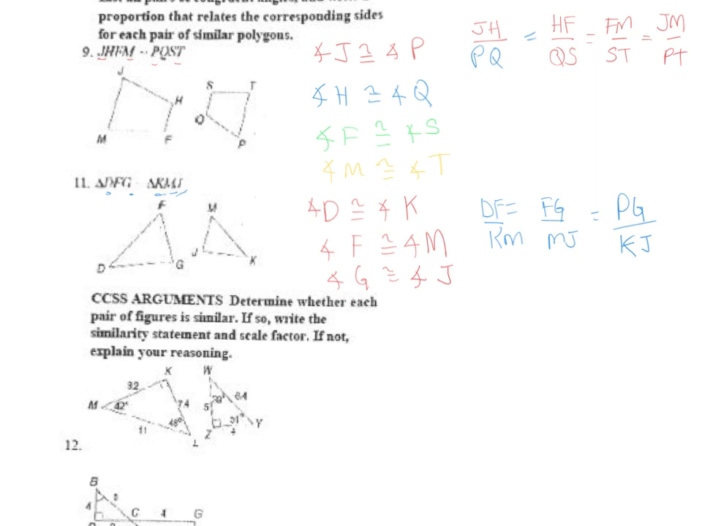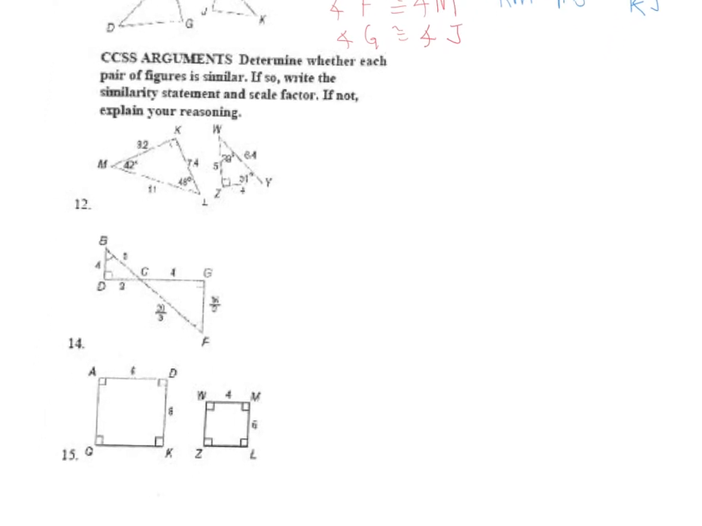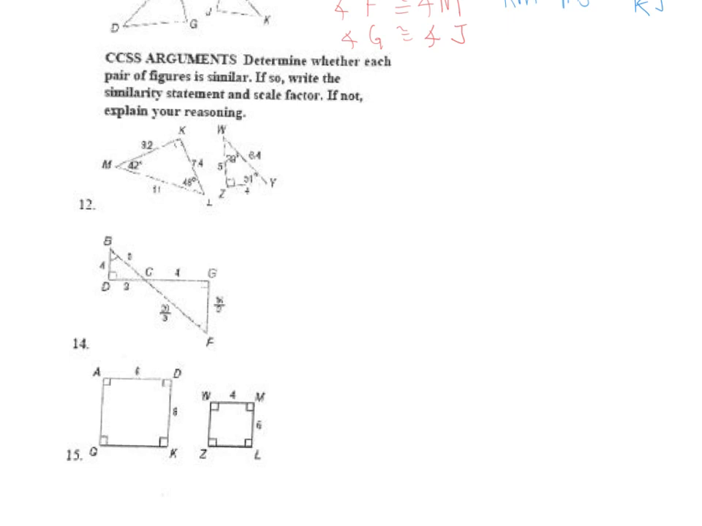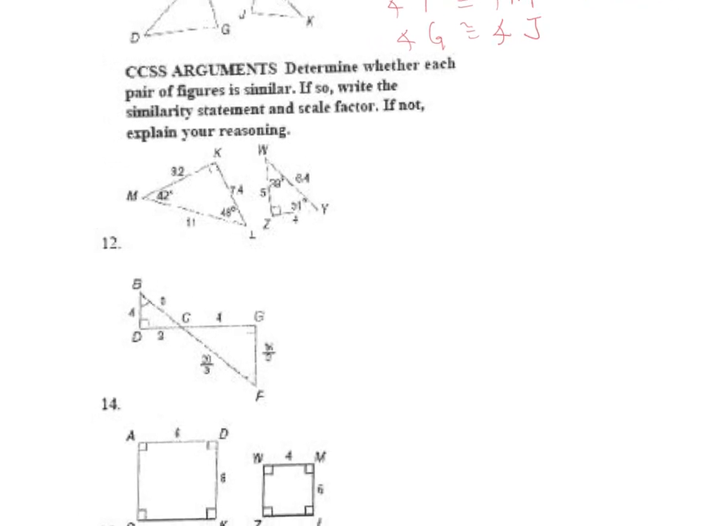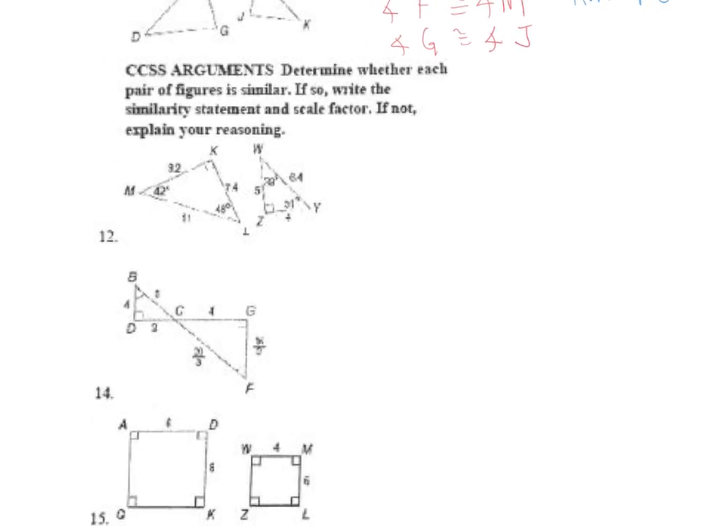Okay, so 9 and 10, we're just picking out those corresponding angles and then writing the proportion of the sides. All right, so if we look at the next few here, it says determine whether each of the pair of figures are similar. If so, we need to write the similarity statement and then the scale factor. If not, we have to explain our reasoning. All right, so if we look here at number 12, if I start to look at the angles, now hopefully your copy is a little bit better. If not, you can go to the book.